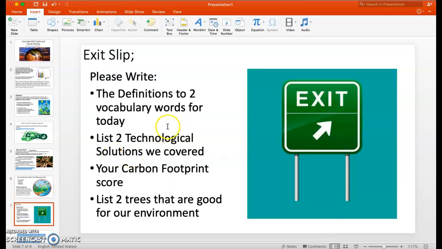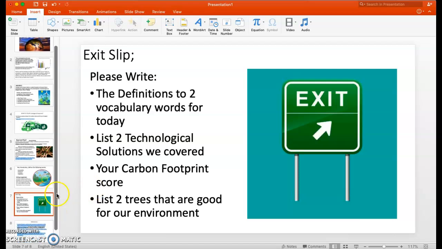Now for an exit slip, you have to write 2 definitions from the vocabulary words, 2 technological solutions that we've covered, write down your carbon footprint score, and list 2 trees that are good for our environment.